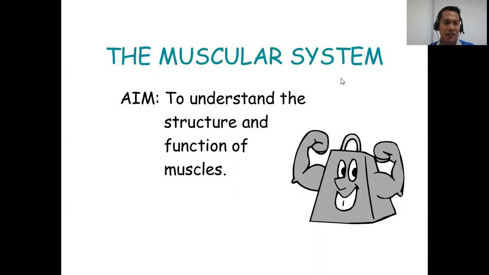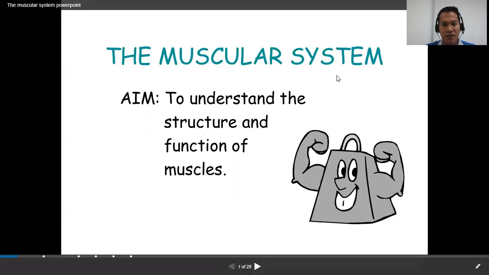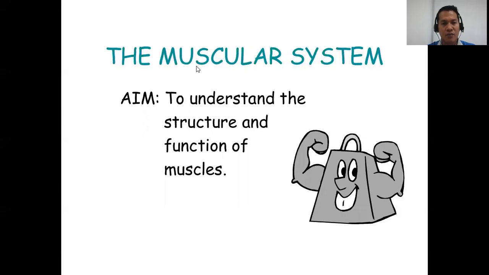So R stands for reproductive, E stands for endocrine, M is muscular. Today we will study muscular. I is integumentary, the skin. N is nervous, the brain and the spinal cord. D is digestive. Another E. Remember, we have two E's, right?